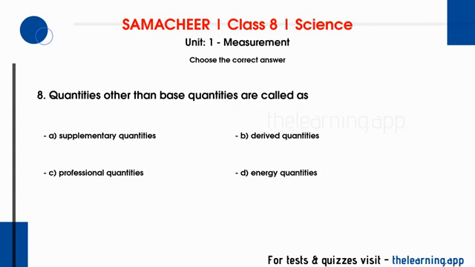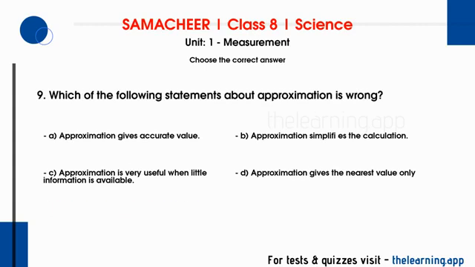Options are A. Supplementary quantities, B. Derived quantities, C. Professional quantities, D. Energy quantities. Correct answer is B. Derived quantities.